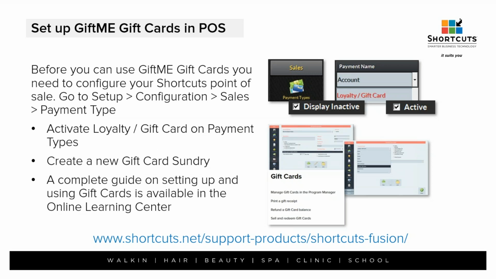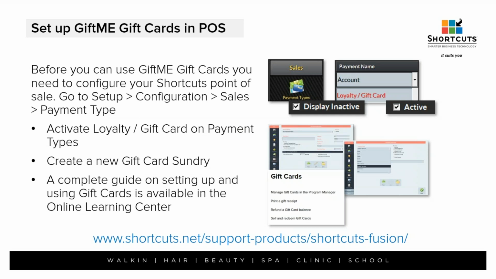And if you do not have loyalty/gift card listed on your accepted payment types, this is the list that will say things like cash, debit card, American Express, MasterCard, Visa. If you do not see loyalty/gift card, then you want to tell Shortcuts display inactive, so it will show you all the other payment types you are allowed to have, and then you would choose loyalty gift card and make it active. Once you do that, then you have to create, under the gift certificate, a new payment type, a new sundry.